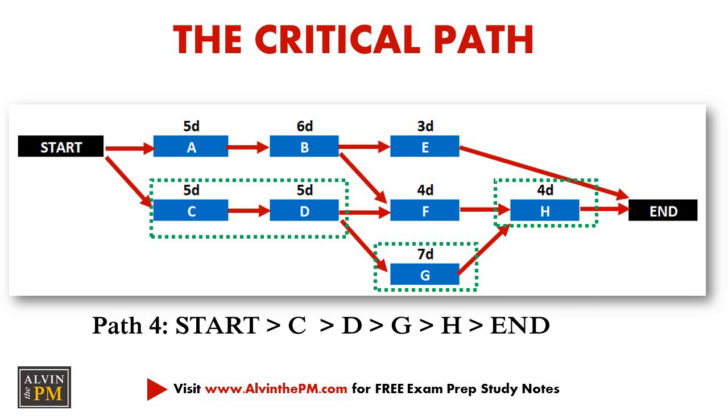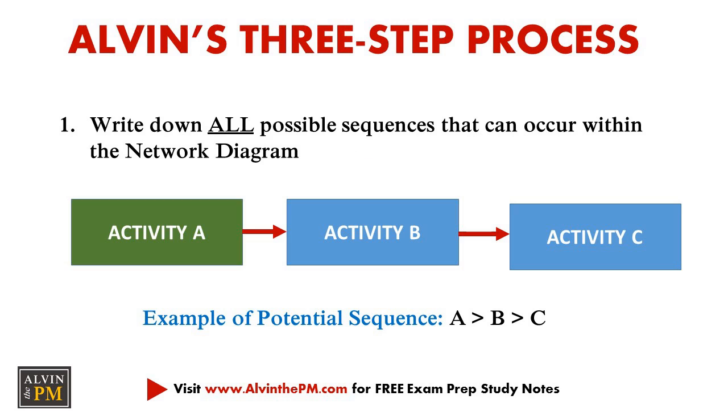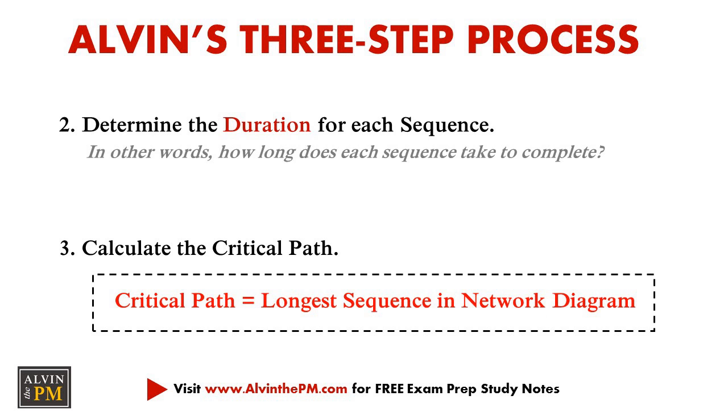So as a quick refresher, if you have a critical path question on your exam, make sure you first figure out what all the sequences within your network diagram are. Determine how long each sequence takes, and then calculate the critical path. Sounds really straightforward and easy, right? Trust me, I know you can do this, and you'll ace these questions on the day of your exam.